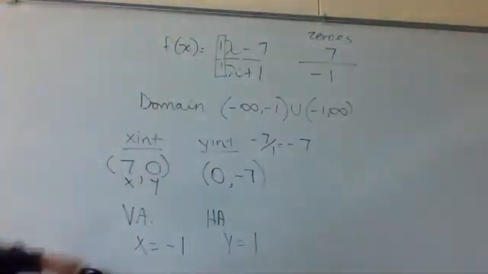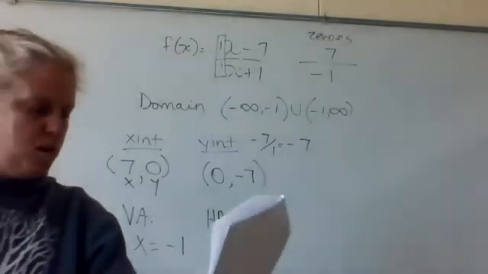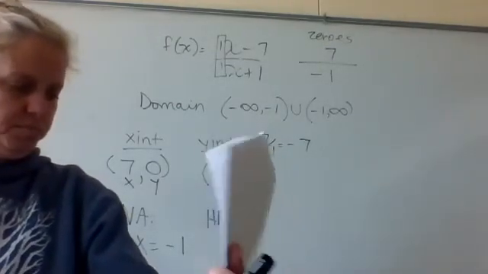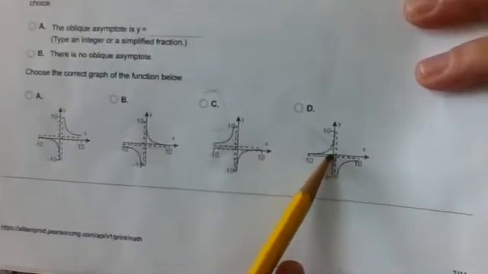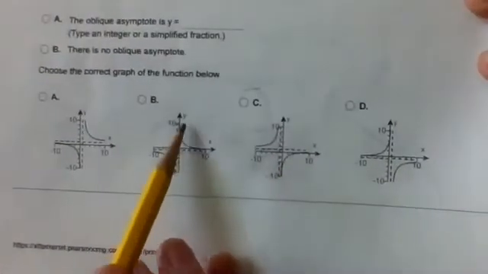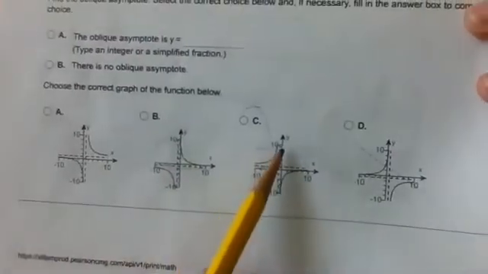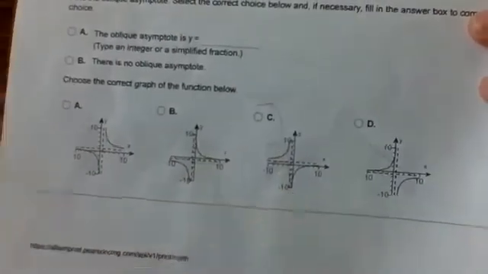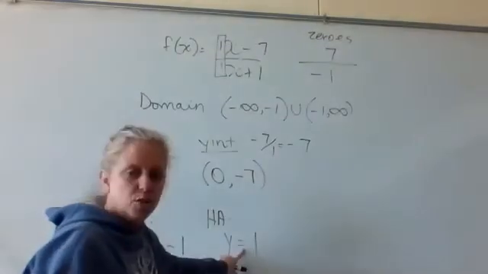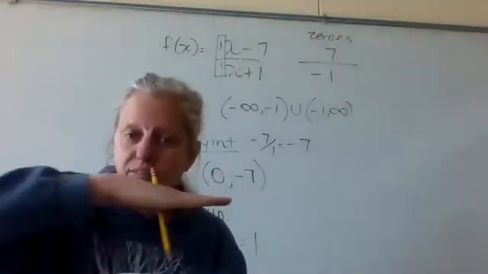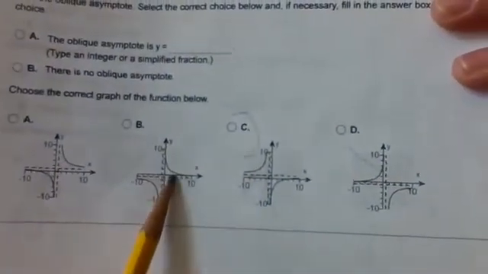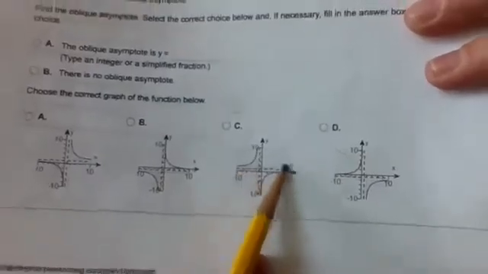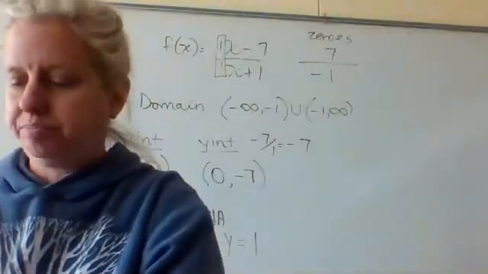So let's go to the graphs. Look at your vertical asymptote, -1, which is going to knock out 2 of them for me. Look at A's. It's at +1. Look at D's. It's at +1. So the only ones that have vertical asymptotes at -1 are B and C. So go to your horizontal one. It should be above the origin, right? At +1. Look at that one. That horizontal asymptote is below the origin, and that one's above. So that's why it's C.